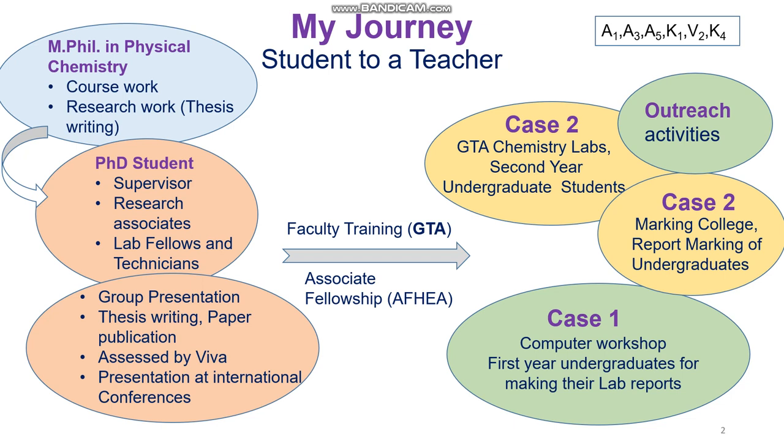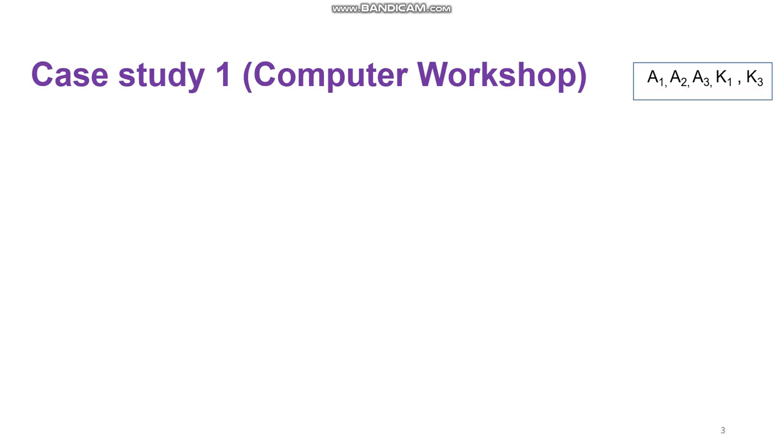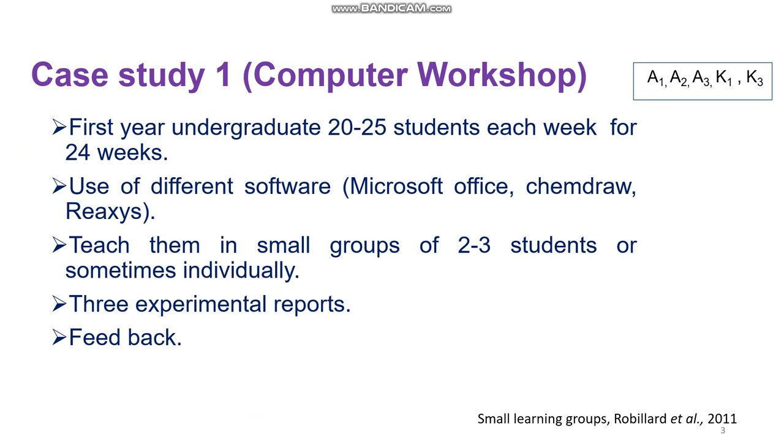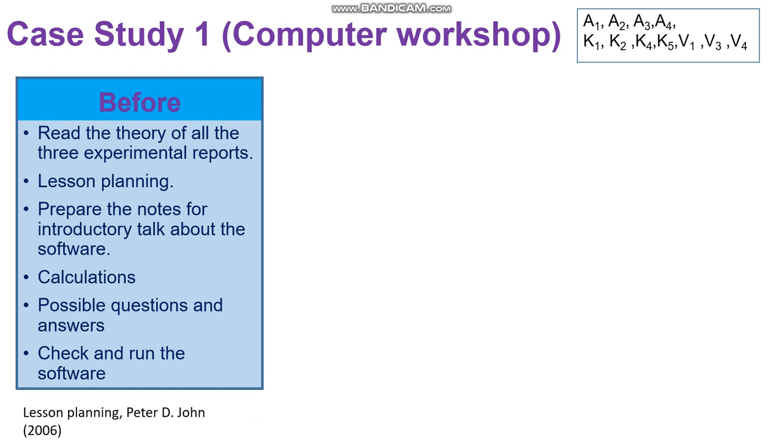So the first case study, which involves the computer workshops, involves the chemistry undergraduate students, about 20 to 25 students, but I split them into groups of about 2 to 3 students to teach them the software. This small group learning is also taught by the Robillard, and the students have to make 3 lab reports. So before the start of the computer workshop, I read the theory of all these reports, in which they have to make the reports.